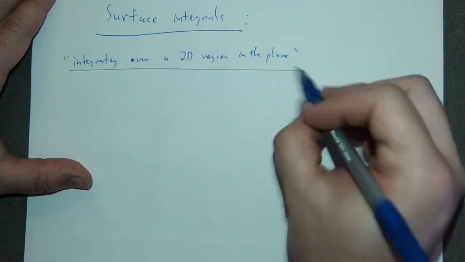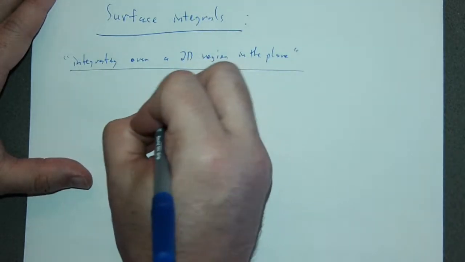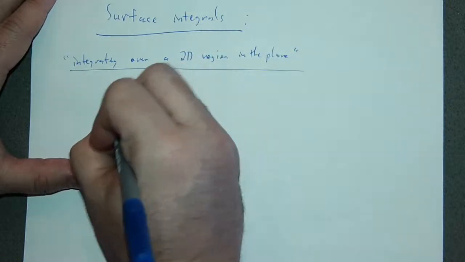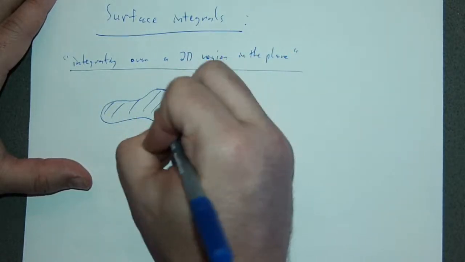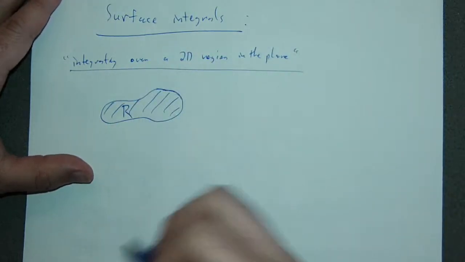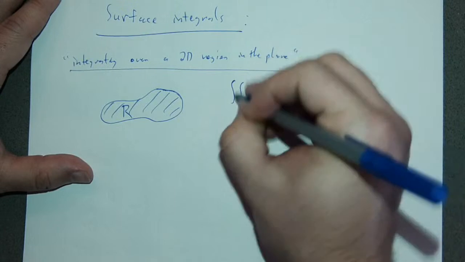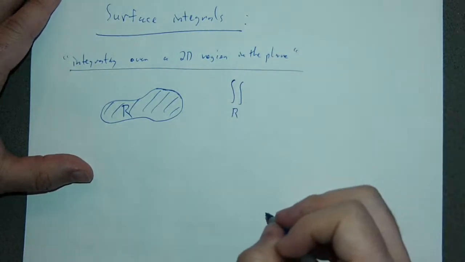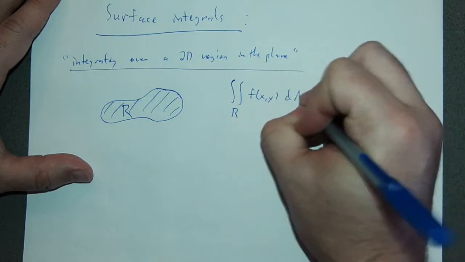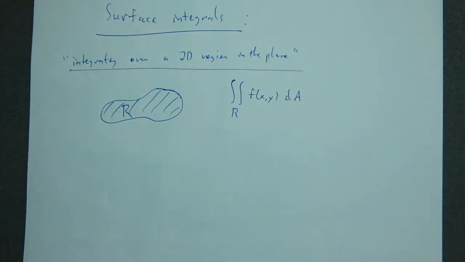So we spent a lot of time doing that, right? So here is my 2D region in the plane. Integrating over this region is the notion of doing a double integral over R of some function f of x, y, dA, right? This was the notion of a double integral, my notion of integrating over a 2D region in the plane.